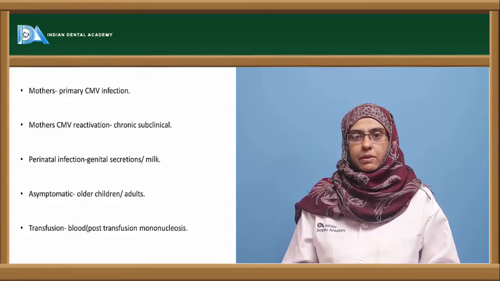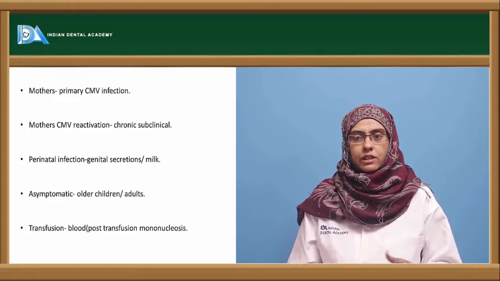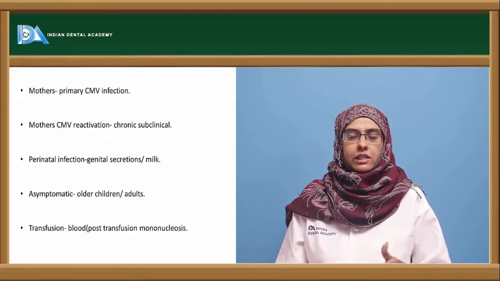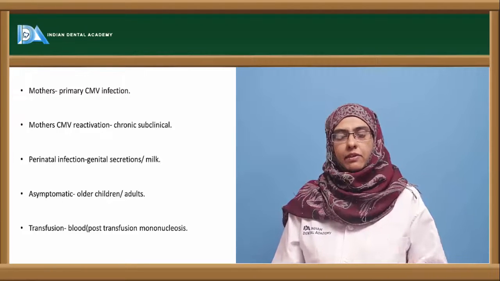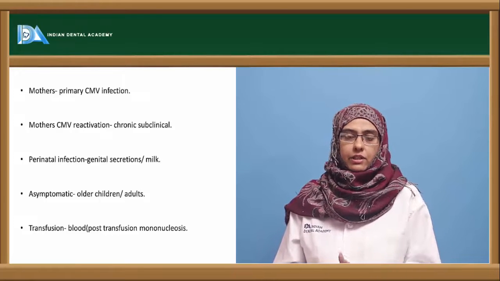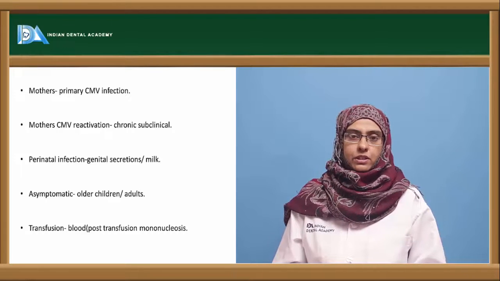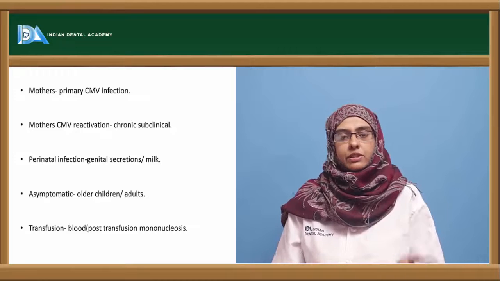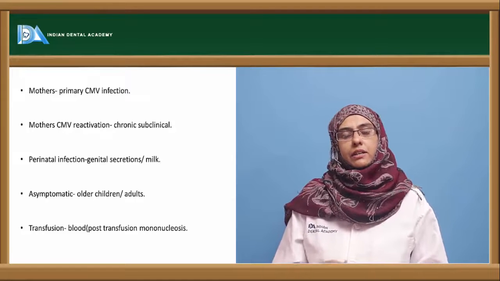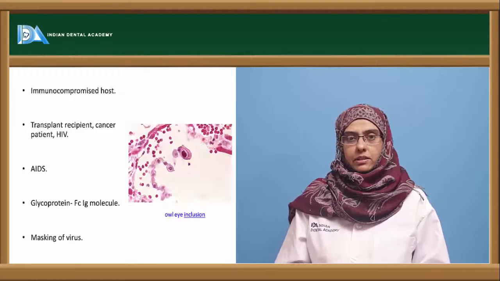The asymptomatic carriers are usually the older children or the adults. And here you can see a heterophile negative, antibody negative test for infectious mononucleosis. It is usually followed by transfusions which are contaminated with cytomegalovirus.